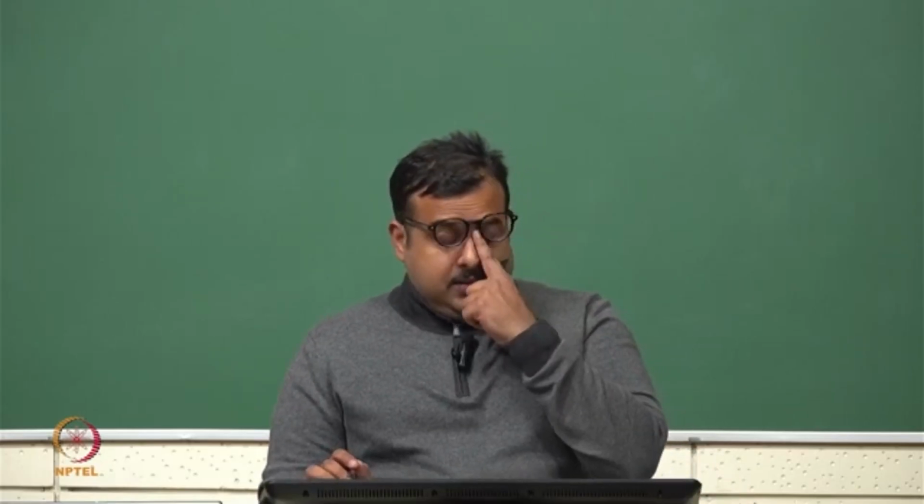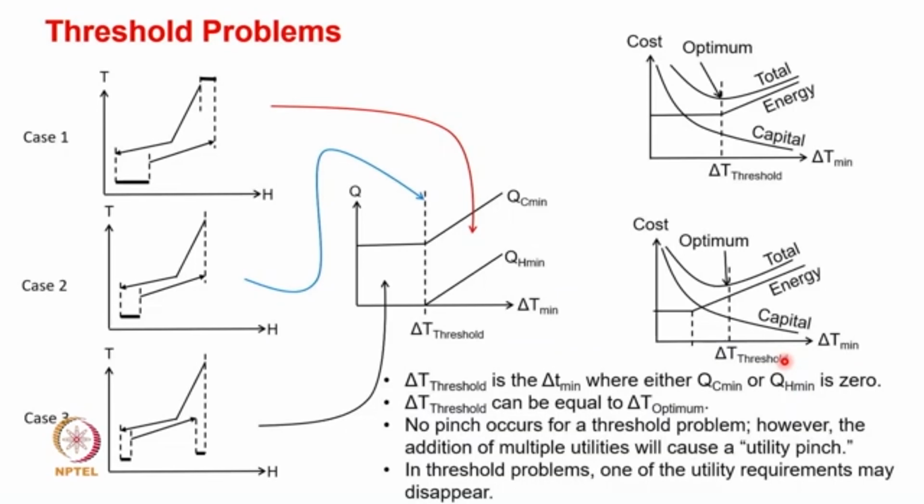So let us look at the case. There are certain threshold problems. We shall continue. There are certain threshold problems wherein you see that the coverage we can attribute by moving the hot stream and cold stream. So look at case one, wherein you need to supply hot utility here and cold utility here. By moving the composite curve, what we can achieve here is that, so this is the regime of this. So you need to supply certain QC min and QH min.